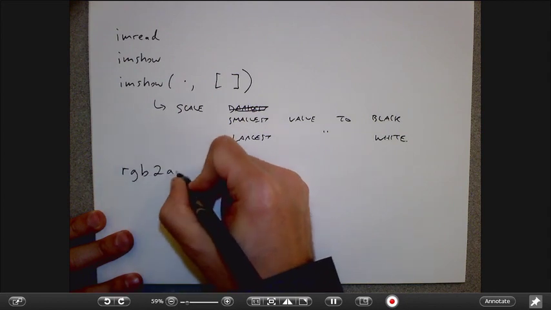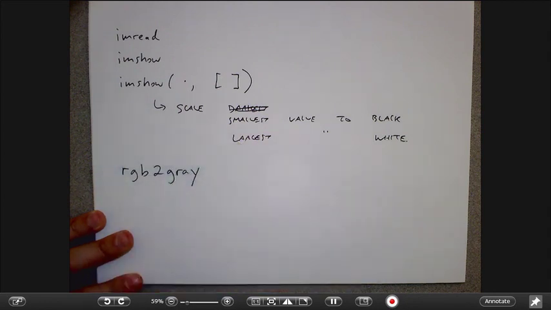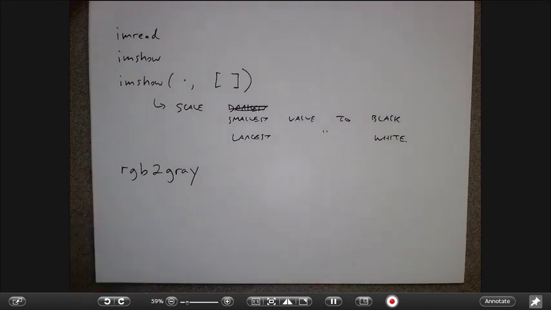You may find that you need to use this command, rgb2gray. We're going to talk about that more next time also. A lot of times you want to do some image processing, you read in a color image, and then you try to apply some sort of grayscale operation to it, and it kicks back an error saying this is actually a color image.